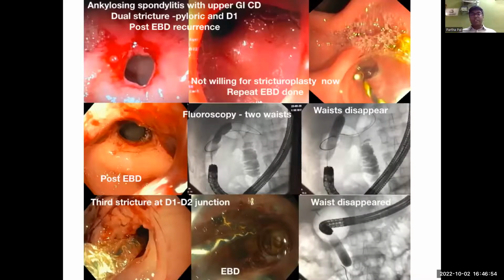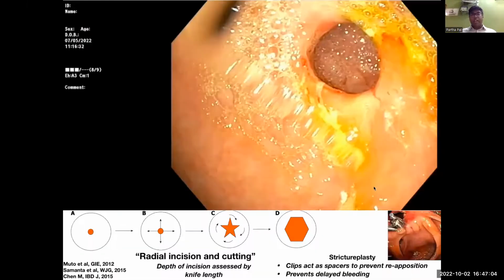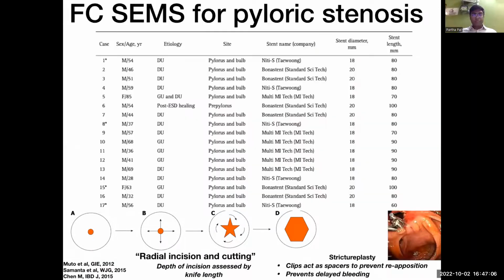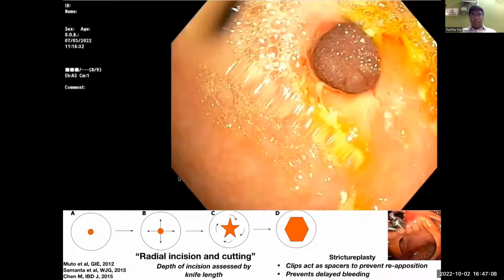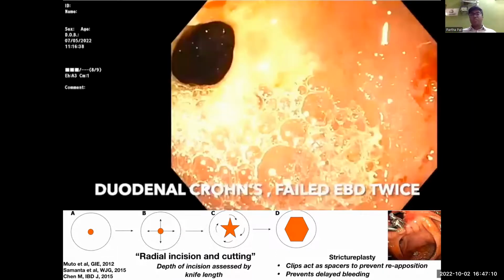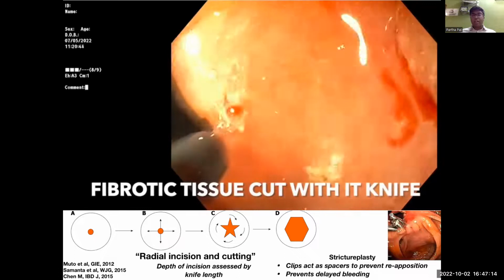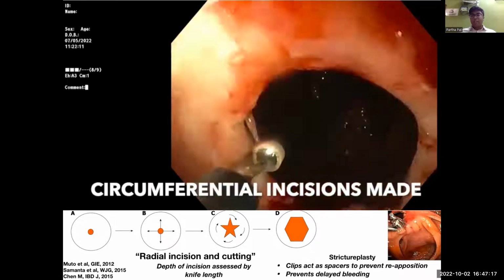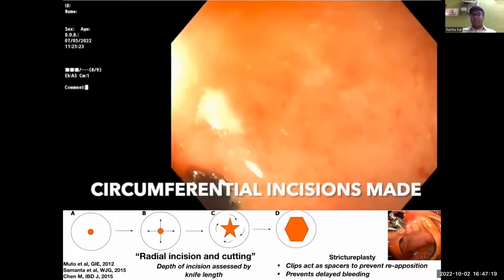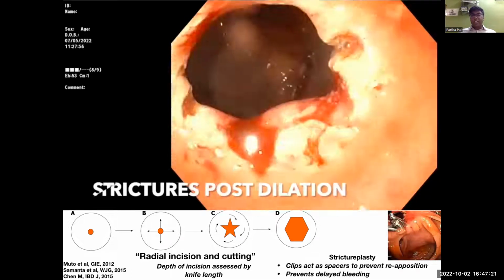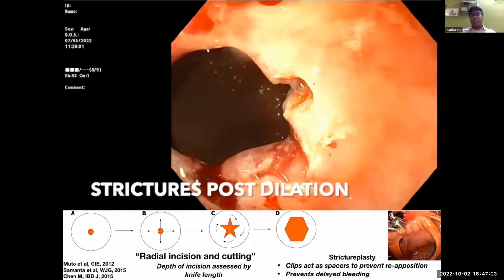So as you can see, this is a real life case that I have done. We have done two sessions of endoscopic balloon dilatation, three strictures were there. Even after only 1 month, the patient used to recur and come to us. Sorry, I wanted to show the video. So that's why the patient was planned for stricturotomy, and we are cutting the fibrotic tissue with the IT knife, and we have made 4-8 radial incisions, and until now, more than 8 months follow-up, the patient is fine.